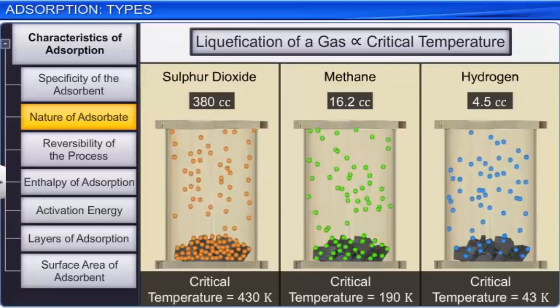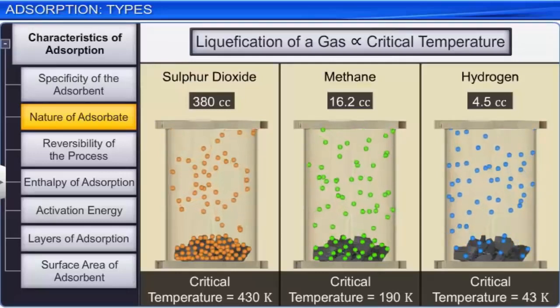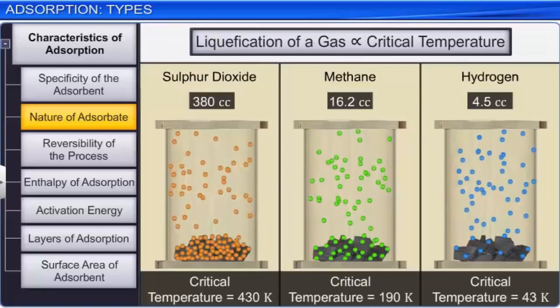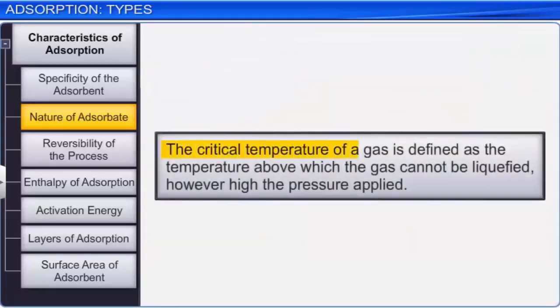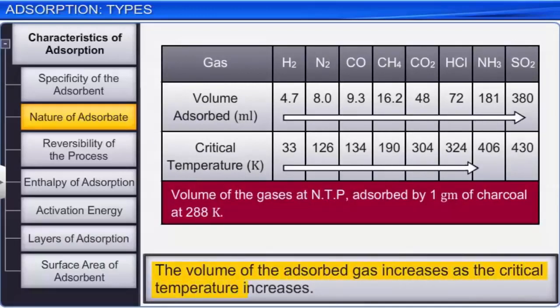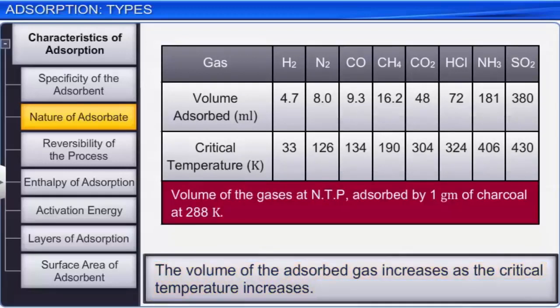This can be attributed to the fact that the van der Waals forces are strong in the range closer to the critical temperature of that gas. The critical temperature of a gas is defined as the temperature above which the gas cannot be liquefied, however high the pressure applied. It can be seen that the volume of the adsorbed gas increases as the critical temperature increases. The critical temperature of sulfur dioxide is 430 Kelvin, and hence it is adsorbed more on charcoal than methane and hydrogen, which have a critical temperature of 190 and 33 Kelvin respectively.